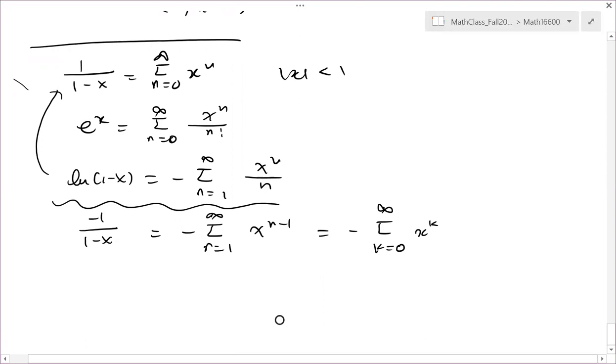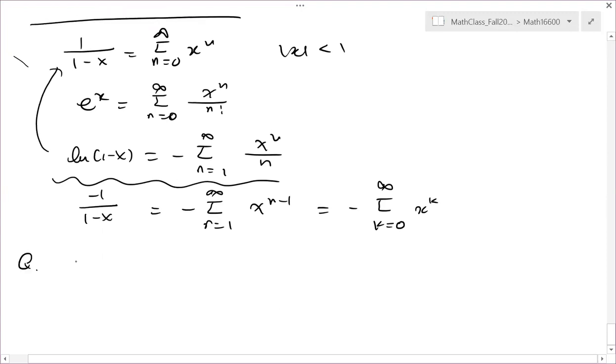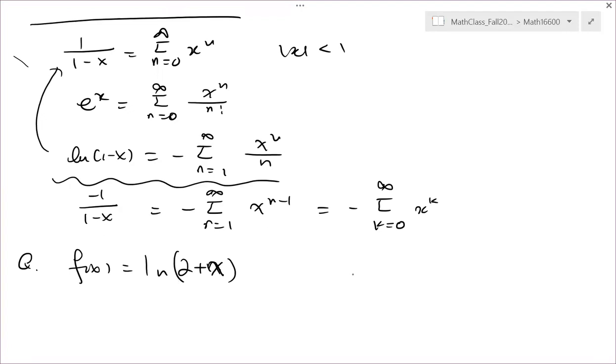Just like what I did before, I use the first power series to find the power series representation for another function. On test two, I gave you log x, and you used the log function to find the Taylor series. The idea is very similar, you just modify the function. Let me give you the log of 2 plus x. Clearly, this function is defined for x greater than negative 2.